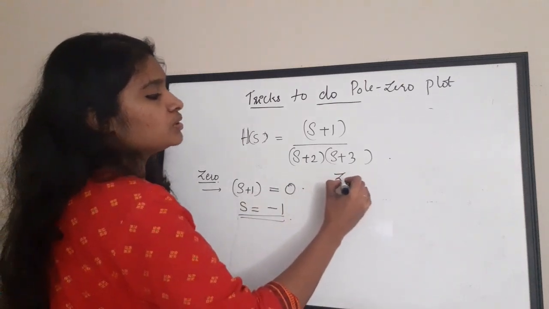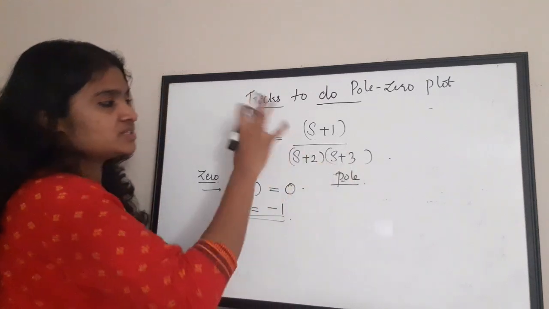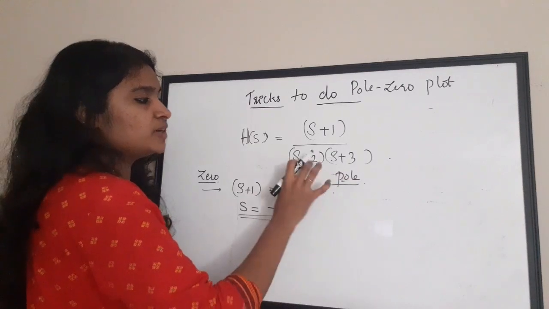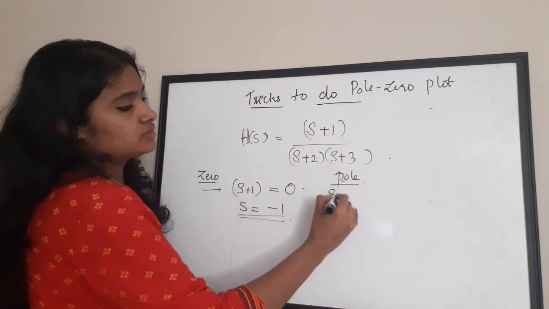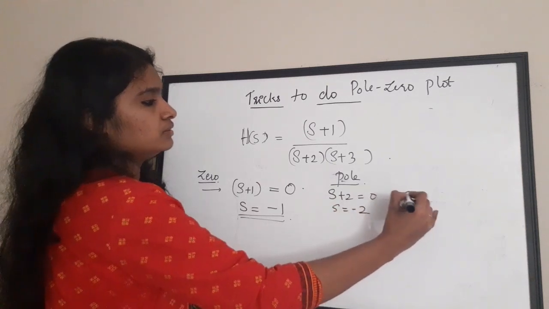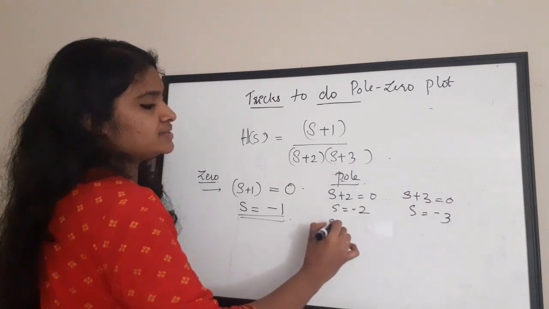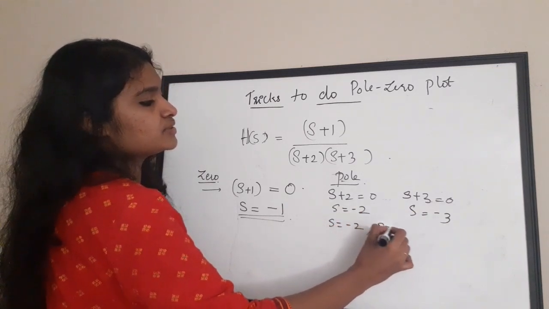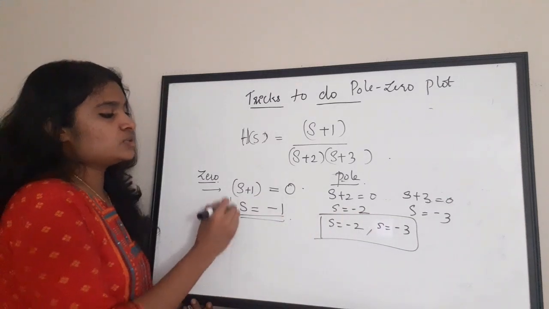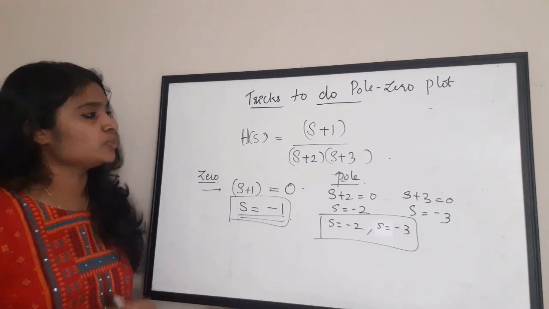Now what is the pole? I'm going to find the poles of this transfer function. There are two factors, so equate both to 0. s plus 2 is equal to 0, then s is equal to minus 2. s plus 3 is equal to 0, then s is equal to minus 3. So s is equal to minus 2 and s is equal to minus 3 are the pole values, and s is equal to minus 1 is the zero value. Now you can plot the pole zero plot.